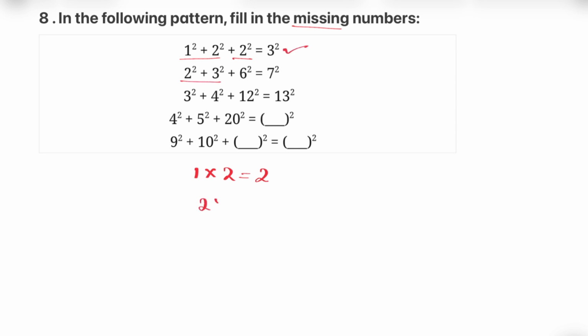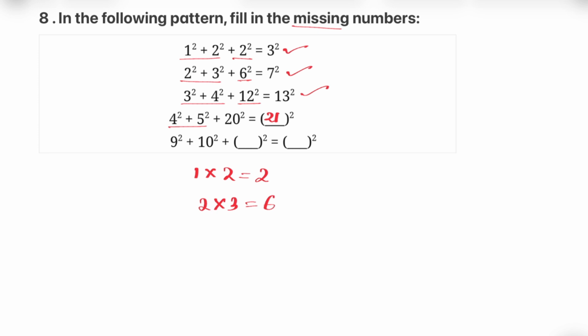Then 2 square plus 3 square plus 2 into 3, that is 6. So 6 square is 7 square. Next, 3 square plus 4 square plus 3 into 4, that is 12. So 12 square is 13 square. So next will be 4 square plus 5 square plus 4 into 5, 20 square. So 20 square is same as 21 square.